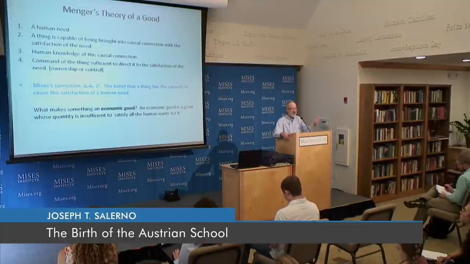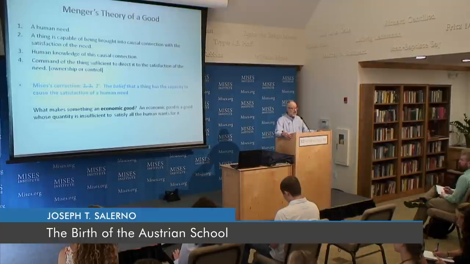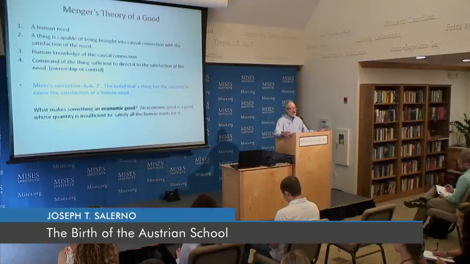If they have price like any other good, they're all goods. Okay, and then Menger came up with the notion of economic good. So an economic good was a good for which the wants for that thing exceeded the amount of the good available. So an economic good was a good for which there was an insufficient quantity to satisfy all human needs, or all human wants for it.